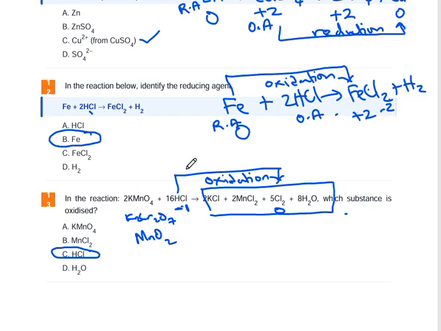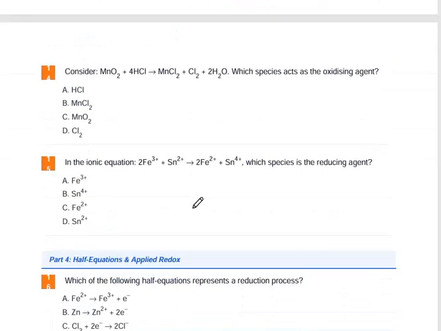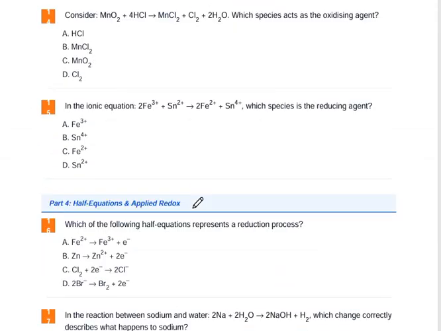They are known for it. That means it is this that is being oxidized. Okay, so we move to the next question. It says, consider this. Which species acts as an oxidizing agent?